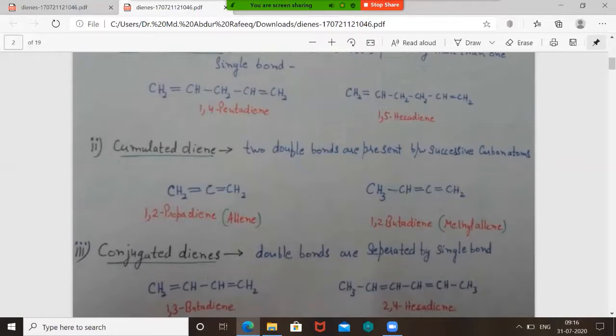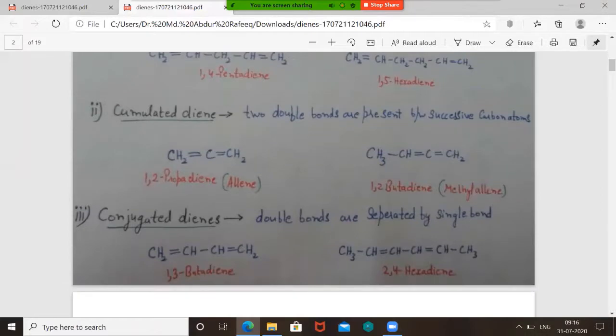So you see 1, 2, 3, 4 carbons: 1,2-butadiene. It is called methyl allylene. So cumulated dienes are called allenes. Remember. Next you have conjugated dienes.